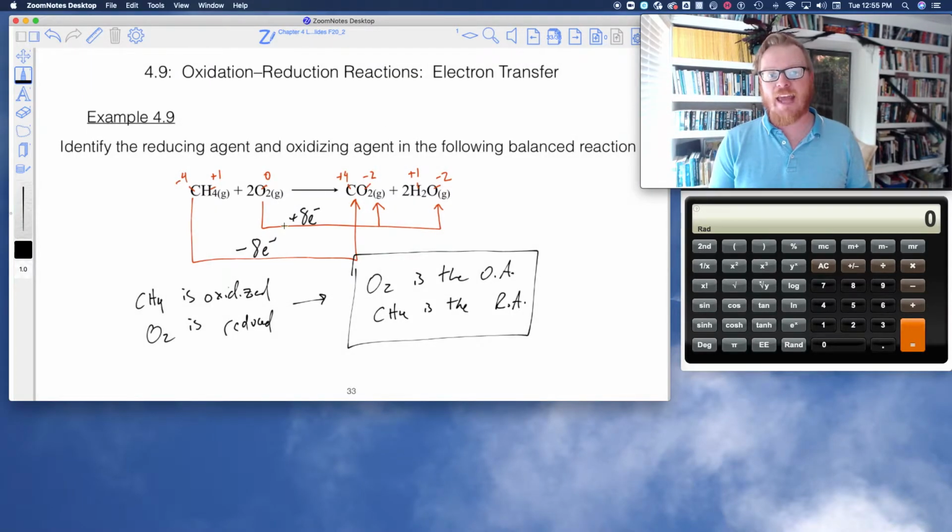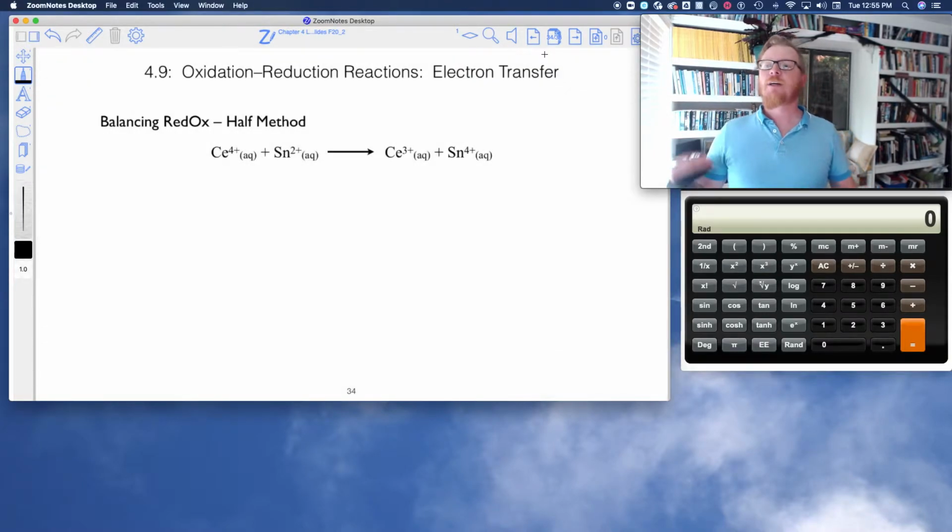Kind of like how I came up with this 8 and 8 off the top of my head. I'm now going to work out how we can come out with that number. I just presented these very quickly, 8 and 8, but there is an organized way in which we can come up with this and balance those electrons.